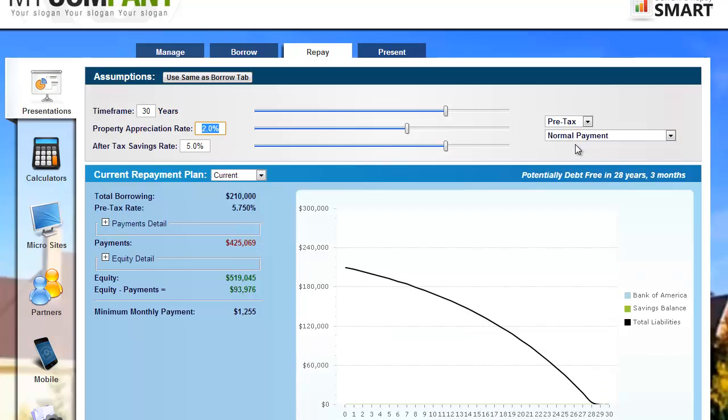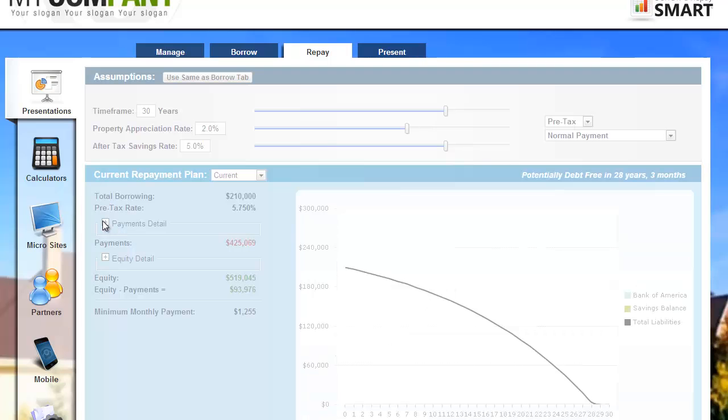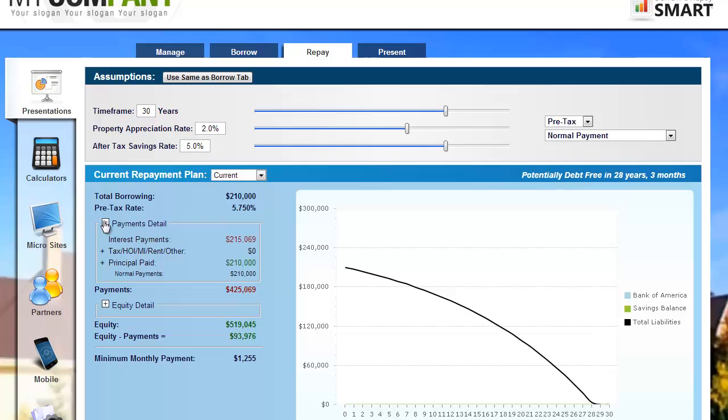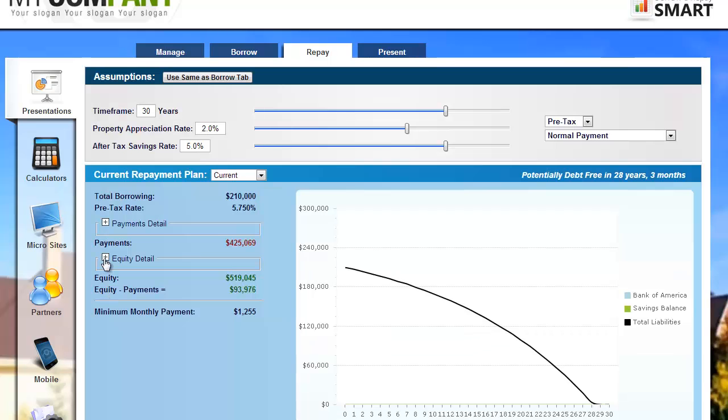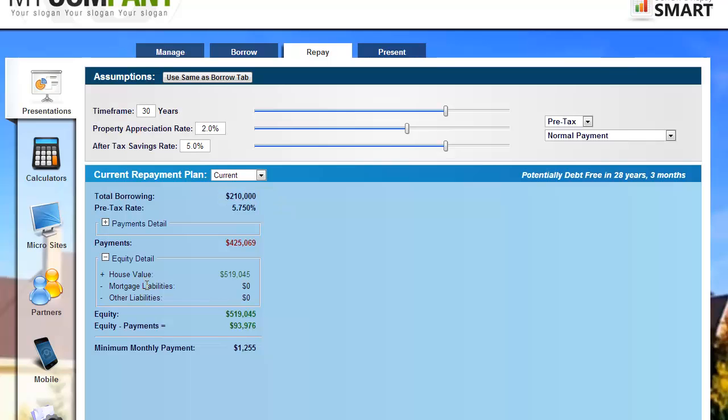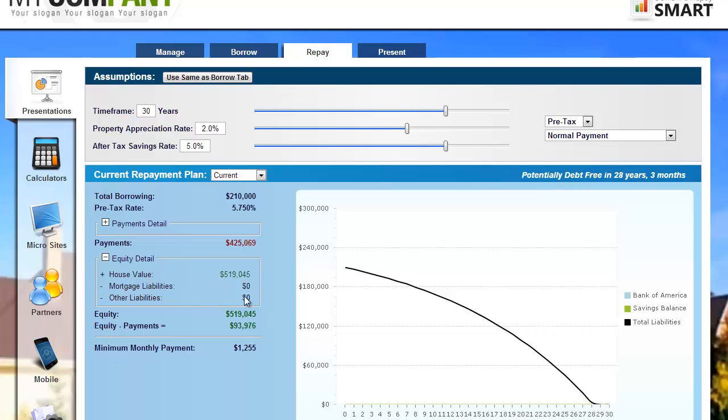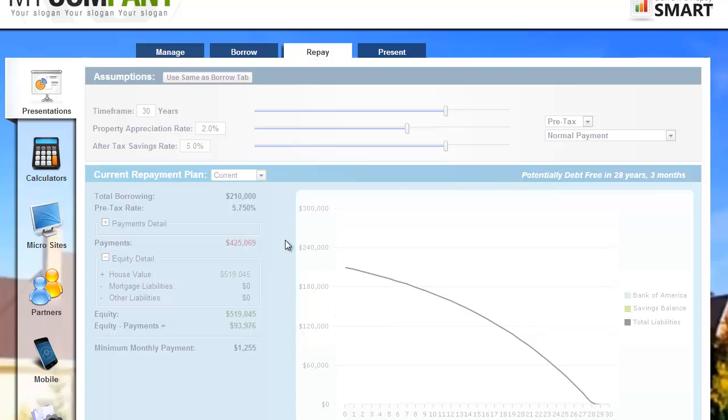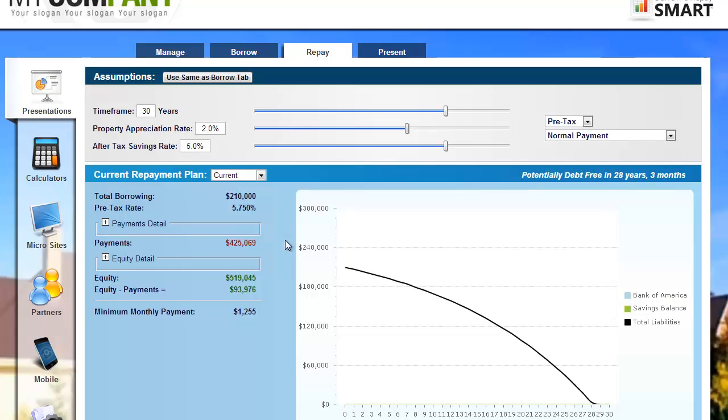If in doubt, you can start with just a normal payment. That means you're making normal payments. You can see how you can expand here payment detail, or you can expand equity detail. Just like with the borrow page, anything you expand here will be shown on the screen. It'll also be shown on the reports. So what's this for? What's this designed to be able to do?